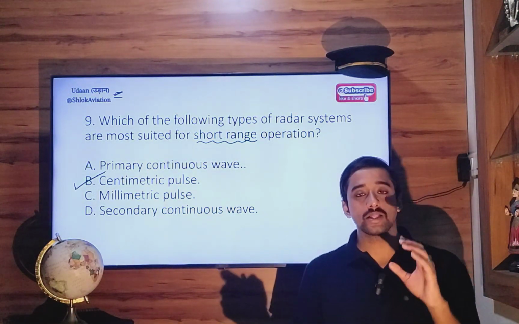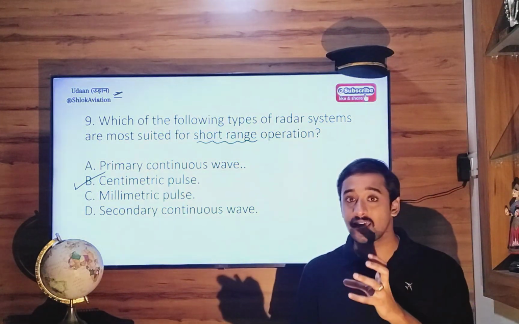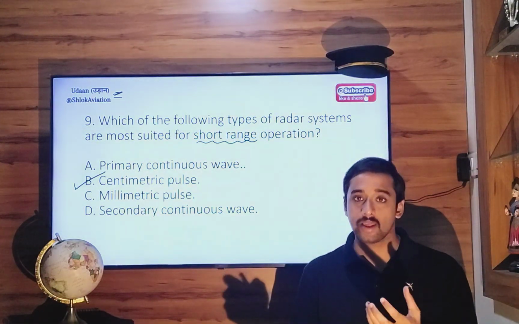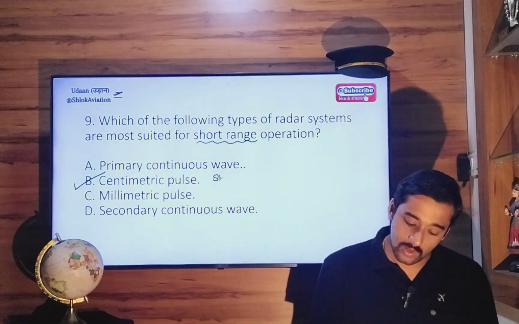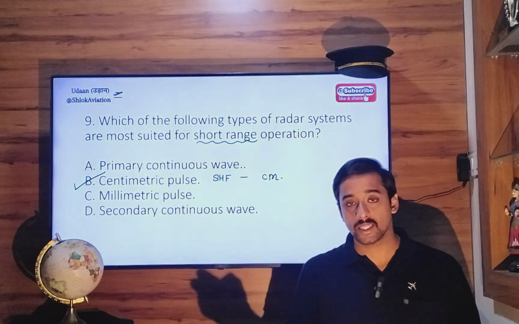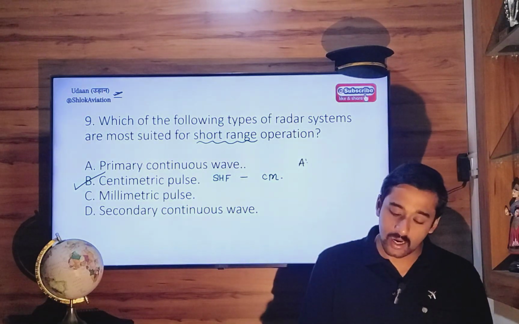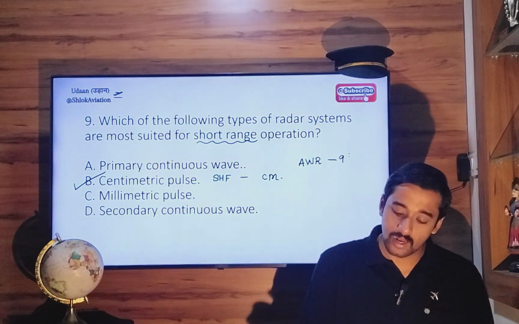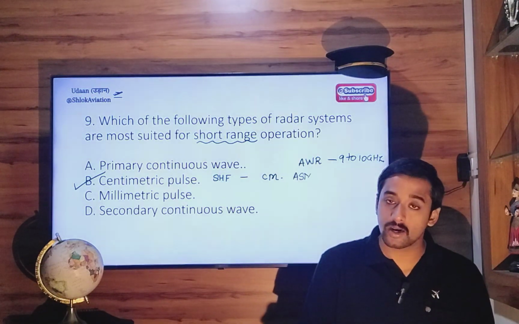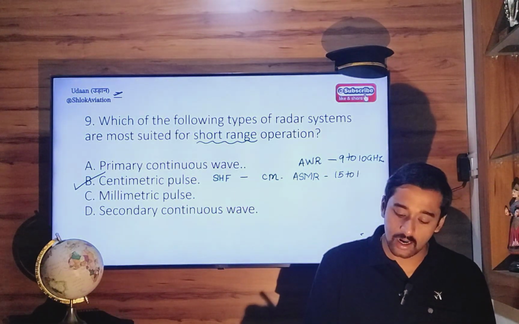That means the pulses that you are transmitting are in the frequency band of 9 gigahertz, 10 gigahertz, 15, 17 gigahertz. So very, very high frequency, super high frequency. Super high frequencies will have a wavelength in terms of centimeters. The instruments using super high frequencies are airborne weather radar, frequency band of 9 to 10 gigahertz, then airport surface movement radar, frequency band 15 to 17 gigahertz.